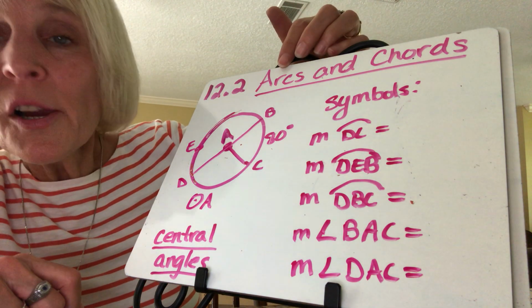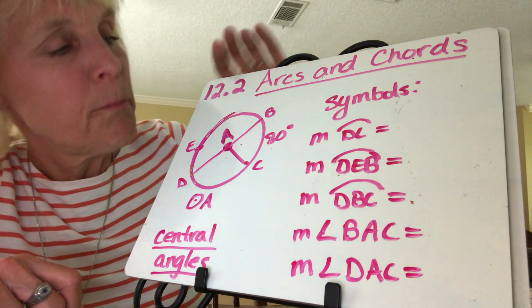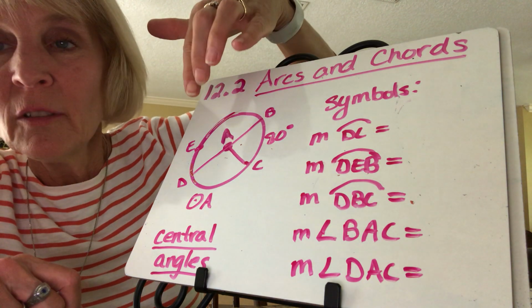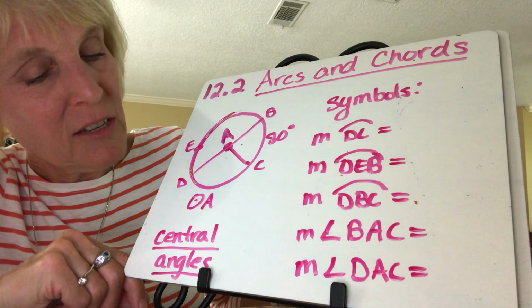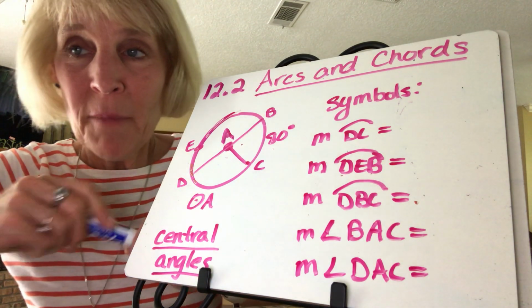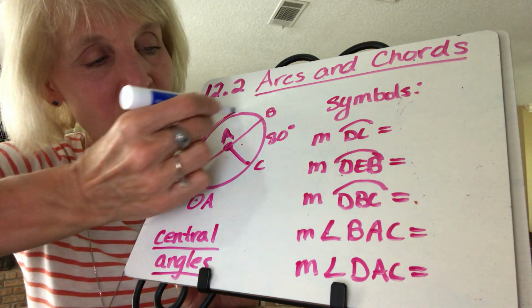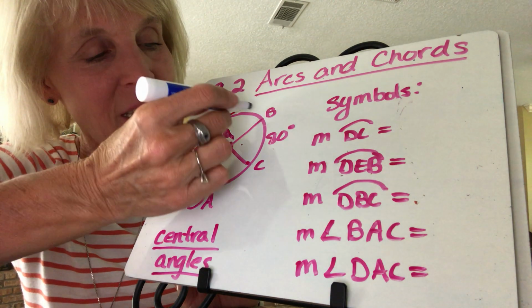Now we move on to arcs. Arcs are just parts of the circle, and there are going to be 3 kinds of arcs. Those that make exactly half the circle, that's called a semicircle.